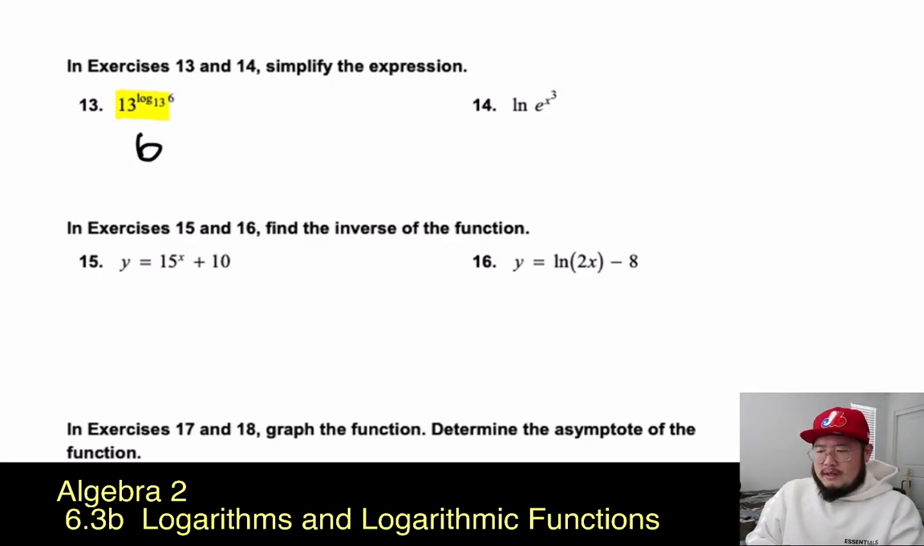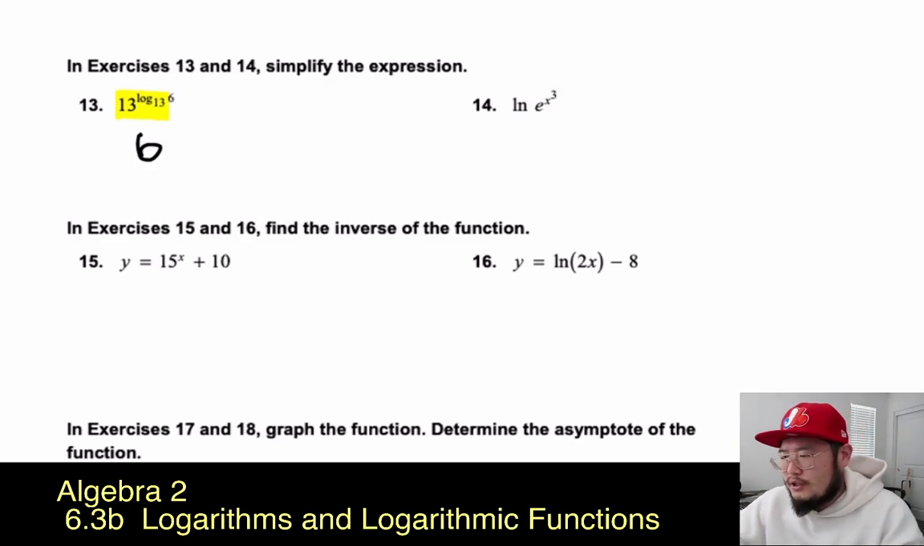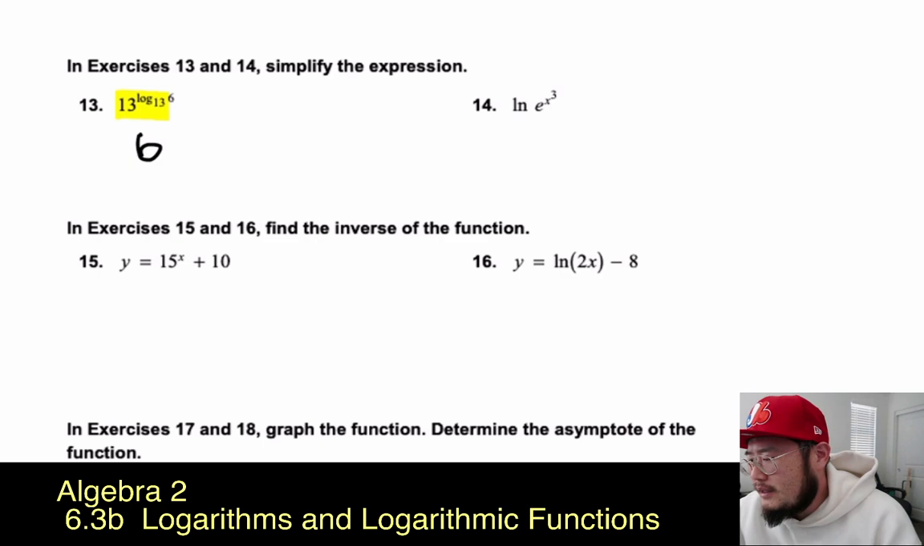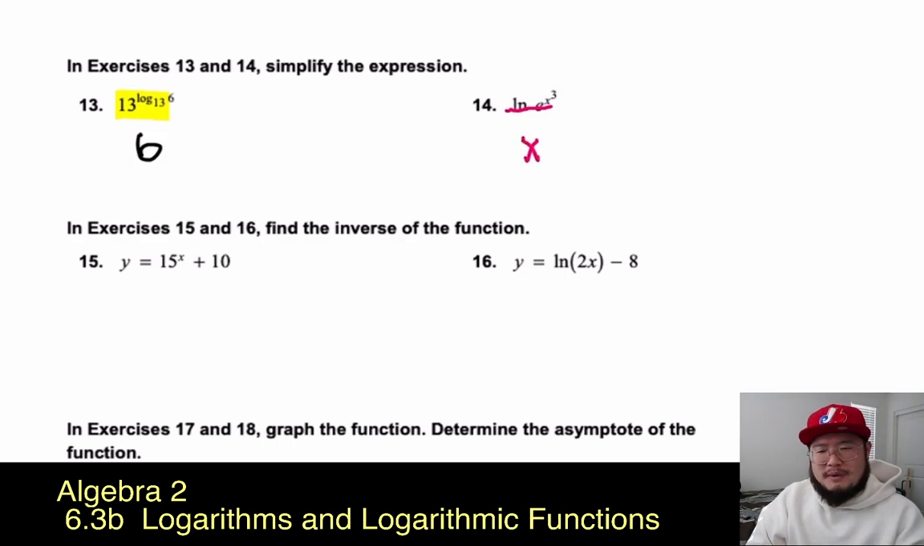All right, next up, let's take a look at number 14. On number 14, we have ln of e raised to the x to the third power. One of the things I mentioned earlier is that ln and e are inverses of each other. So what ends up happening is that the ln and the e, since they're inverses of each other, eliminate, and now we have our answer, which is x to the third power.